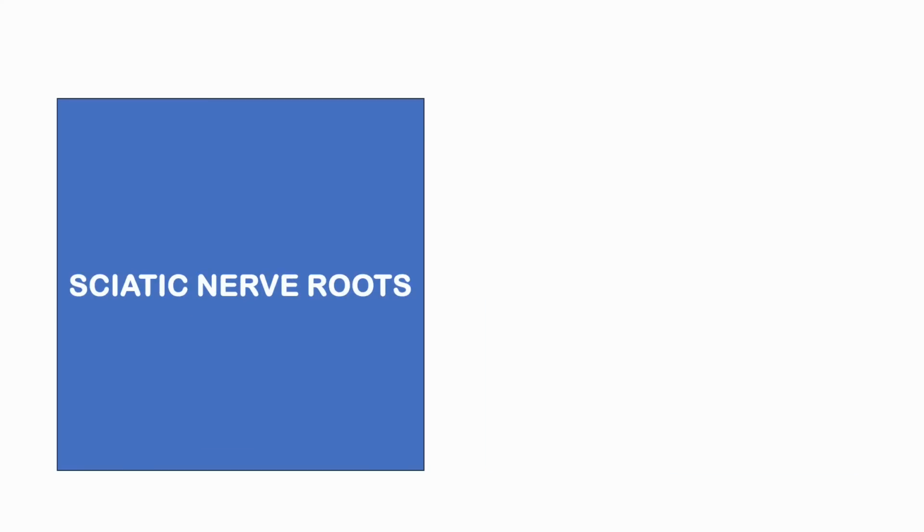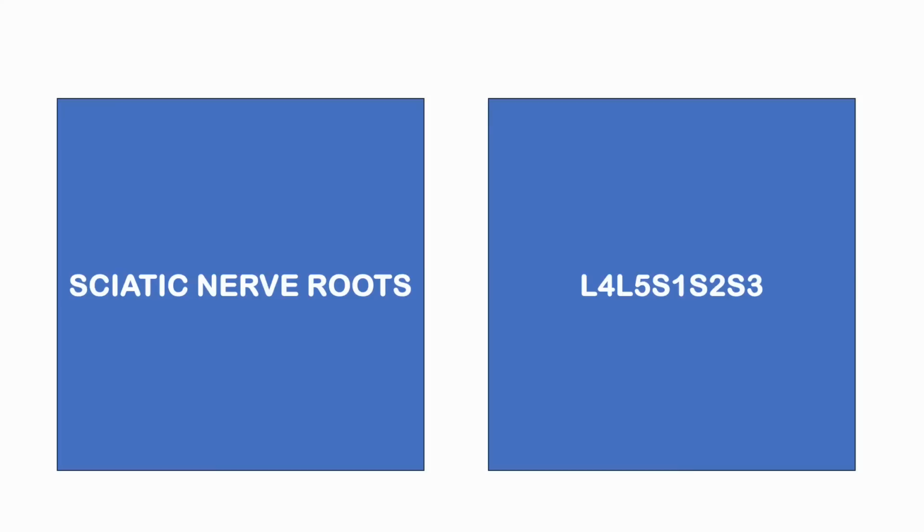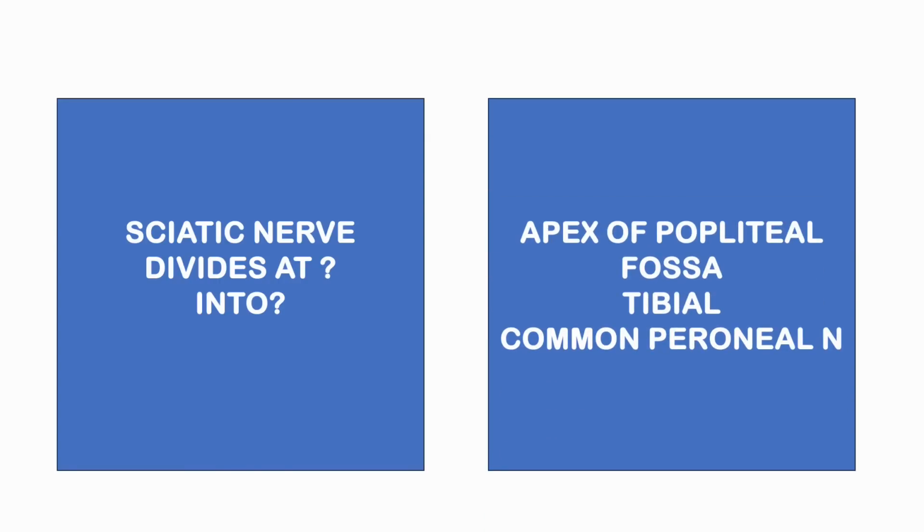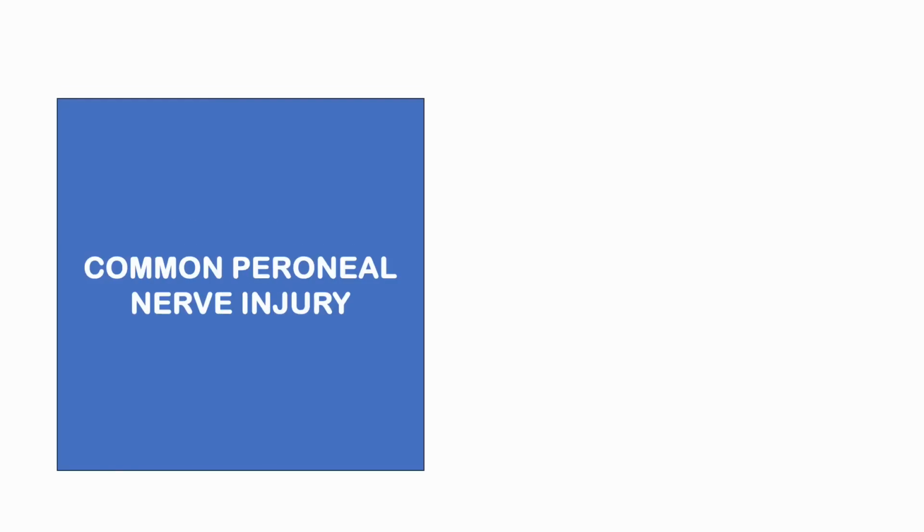Sciatic nerve roots. The sciatic nerve roots are L4, L5, S1, S2, S3, and this goes to the posterior part of the thigh. Sciatic nerve divides at what place and divides into what? The sciatic nerve divides at the apex of popliteal fossa, and it divides into the tibial and common peroneal nerve.